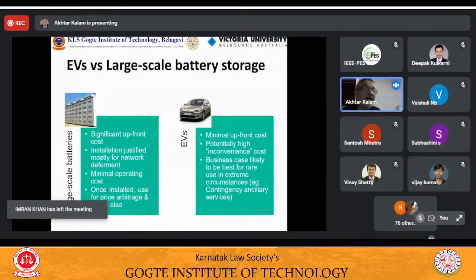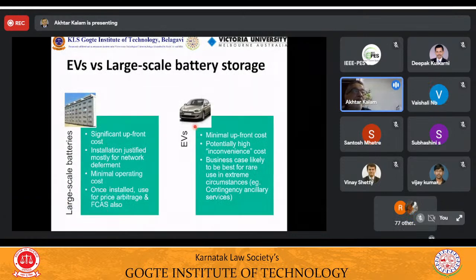Now, as far as the electric vehicle is concerned, I don't have that upfront cost. I don't have to spend that $300 million. You have got a car, you've got this car. You can see the car that our boss, Dr. Kulkarni, will have. Dr. Kulkarni will pay. Why should the state pay for that? So the upfront cost is minimal, but there is an inconvenience cost. The business case is likely to be best for rare use in extreme circumstances.